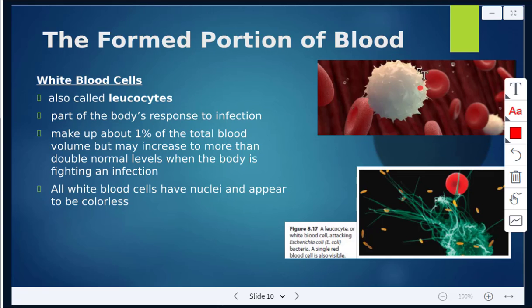So here we can see a leukocyte. This is the leukocyte here. It's attacking bacteria. So these little yellow ones are the bacteria. This is the white blood cell. We can also see one red blood cell.